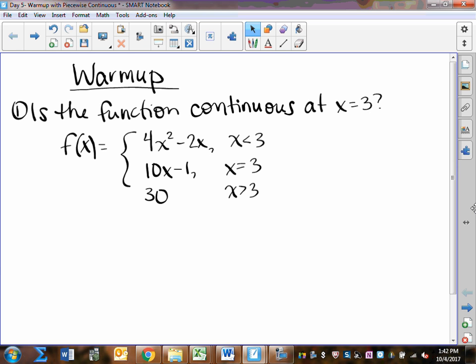Okay. All right, so our first one just simply asks if the function is continuous at x equal to 3. All right, so again, we need to go through the 3 things whenever we're talking about that continuity, and it is extremely important that you show each of these.